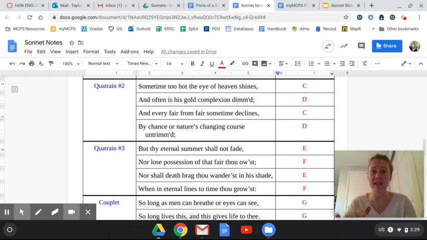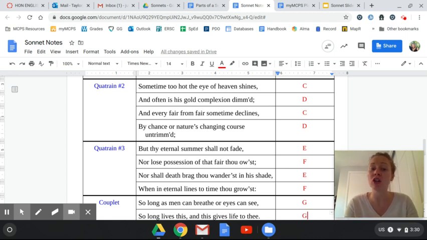Then quatrain 3, this is where he introduces the major point of the lesson, of the poem, of the sonnet. But thy eternal summer shall not fade. You are never going to age, nor lose possession of that fair thou owest. You're never going to lose your beauty, nor shall death brag thou wanderest in his shade. You're never gonna die. What? How is that going to happen? The poet is claiming that the person he's talking about is not only never going to look old, they're never going to die. And then the next line brings in the main idea of the sonnet.